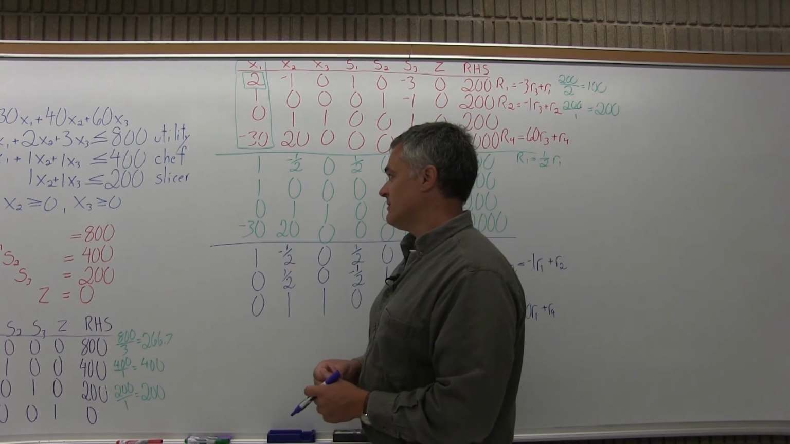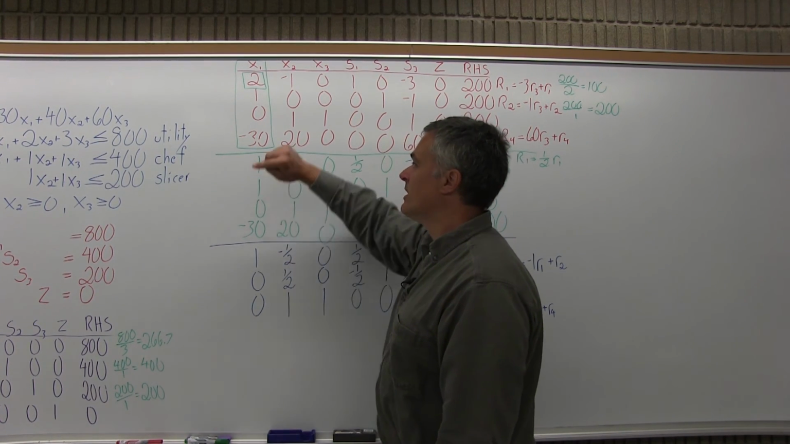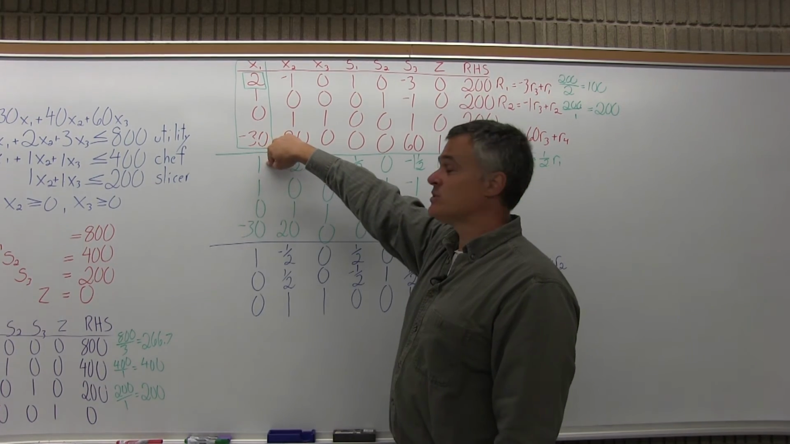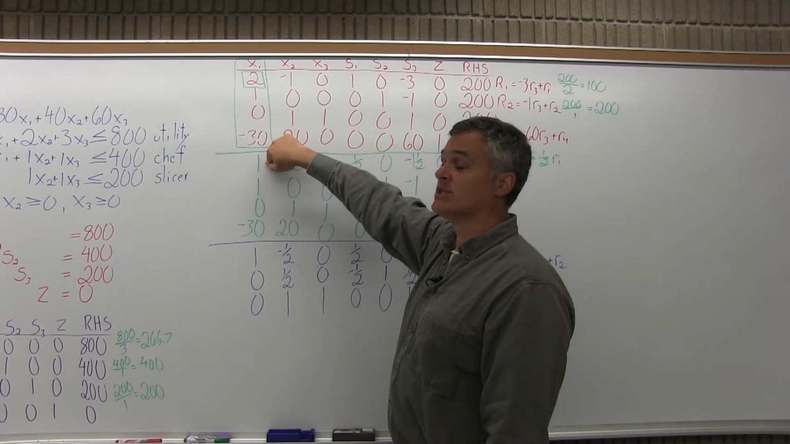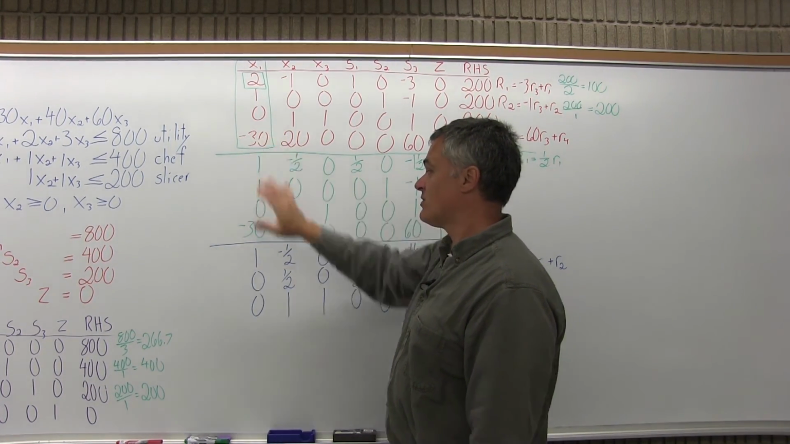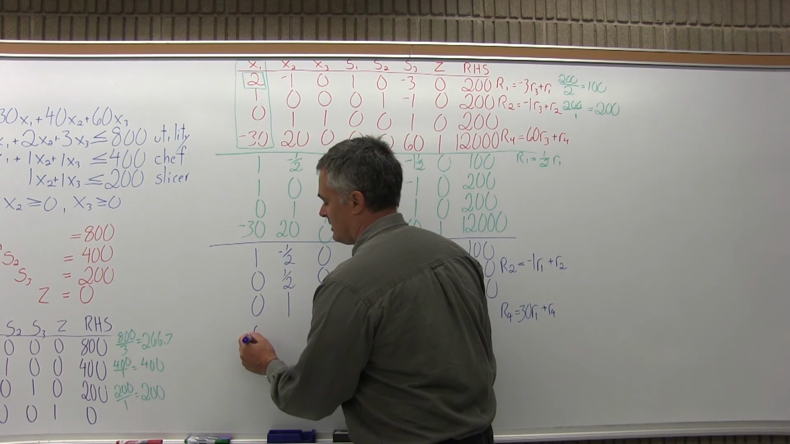Now as I do that, the x1 column, 30 times row 1 is 30 times 1. That gives me a 30. Add that result to row 4. So positive 30 and negative 30 is 0.